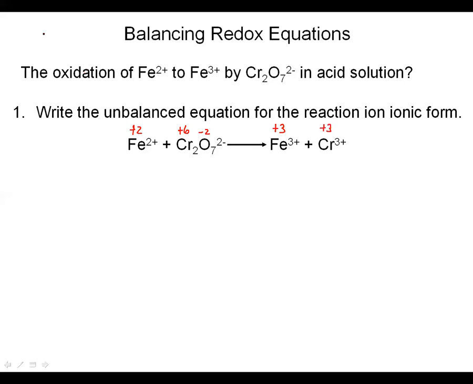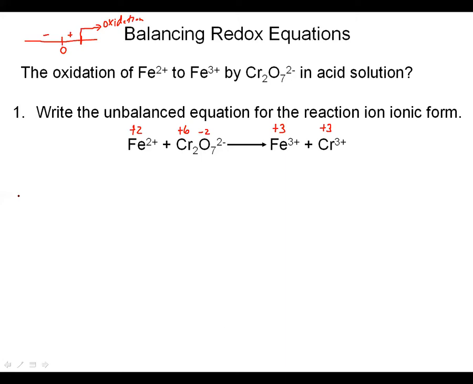So if you follow that little number line approach, if we look at the iron, it started at plus 2, which would be over here, and ended at plus 3, which would be going in this direction, which means it's oxidation.